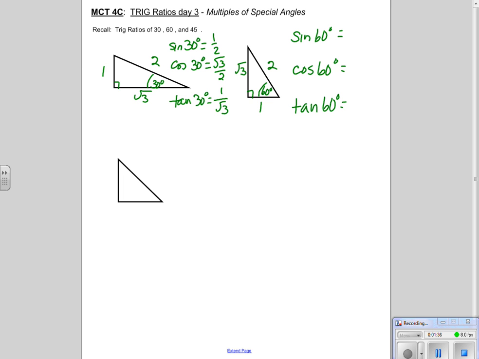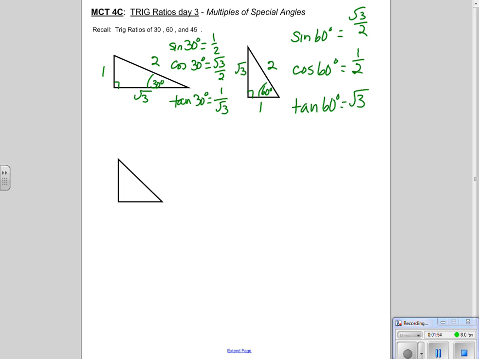There we go. Sine 60 degrees, opposite over hypotenuse, would be root 3 over 2. Cos of 60, adjacent over hypotenuse, is 1 over 2. And tan, opposite over adjacent, is root 3 over 1.